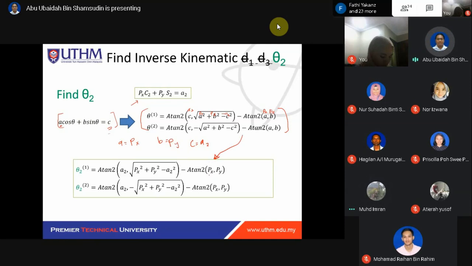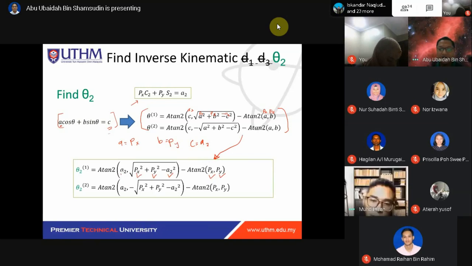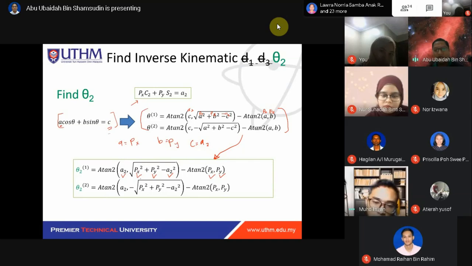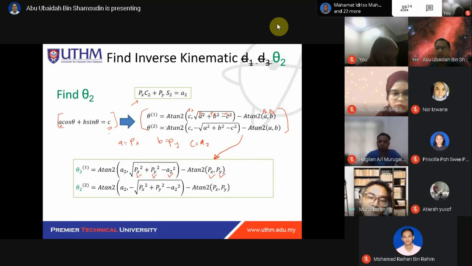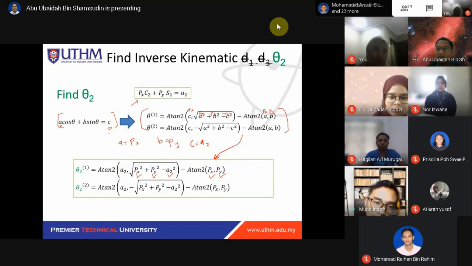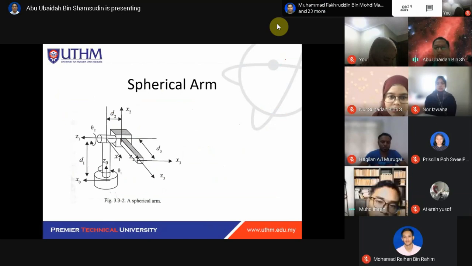So we know the value for Px, right? We know the value for Py, we know Px, Py, A2. We know this is the link value for the robot. Ni nilai panjang robot tu, model robot. So kita tak boleh ubah, dia tetap. So we know the value for A2. So by just giving the value for Px and Py, we can find the value for theta 2. So now we already solved all of the joints. So now we can do the inverse kinematics for this robot here.